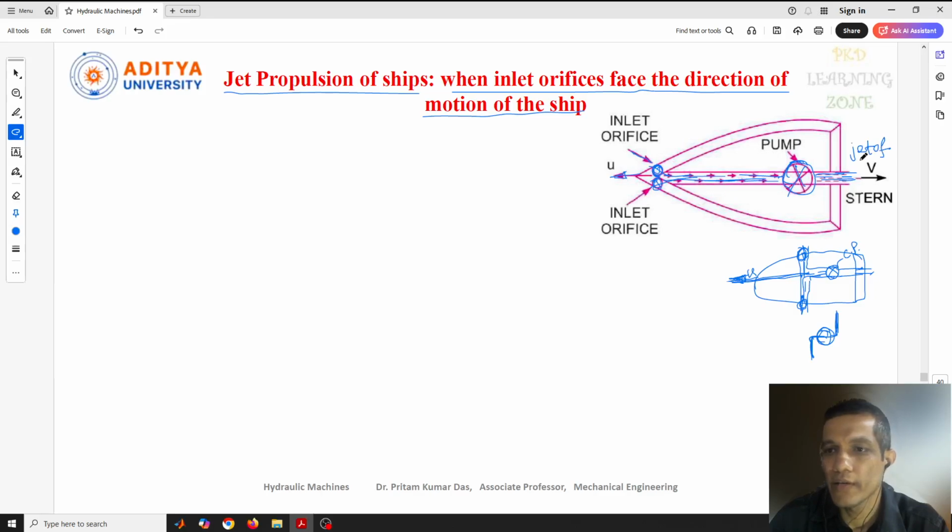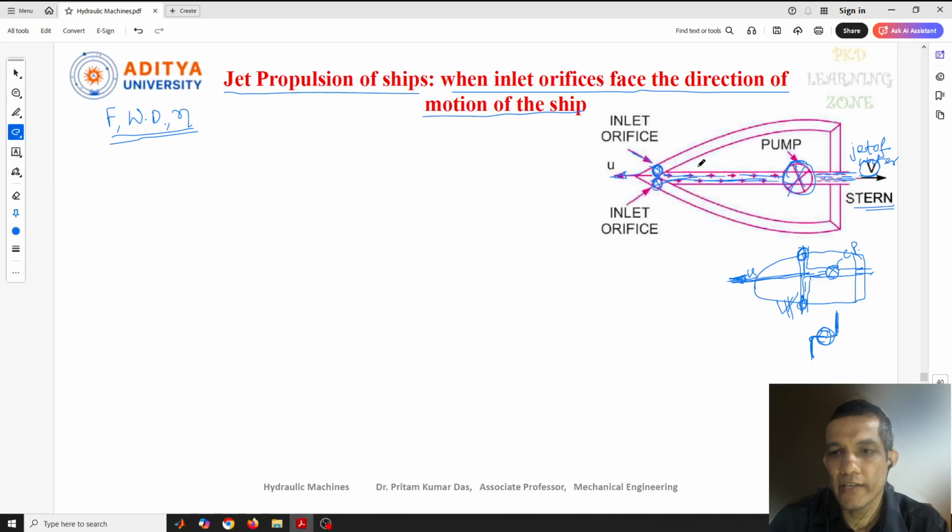This is actually the jet of water which is coming out from the pump with a velocity of V, and that is also called the stern. In this condition we need to find out what is the force exerted, what is the work done, and what is the efficiency. These are the three things we calculated in our last lecture for that condition.